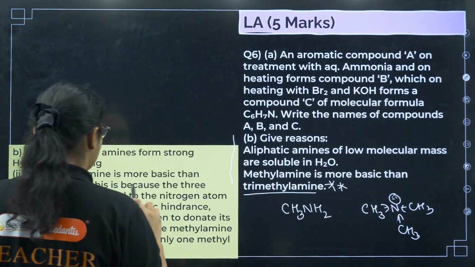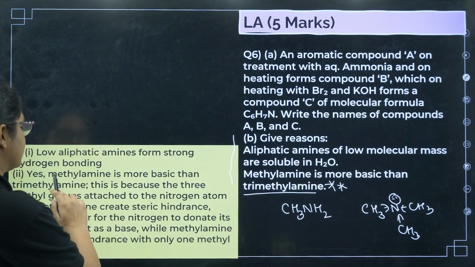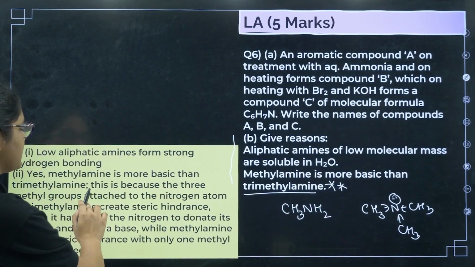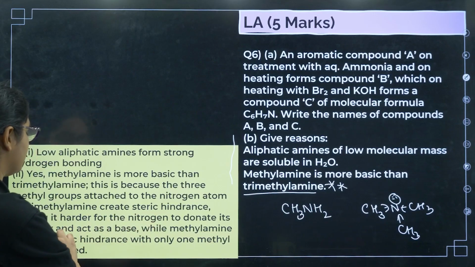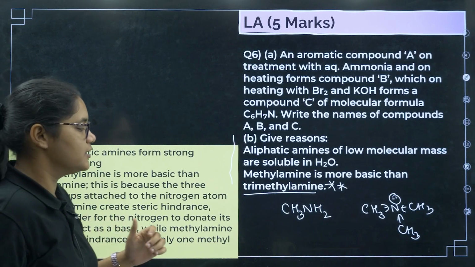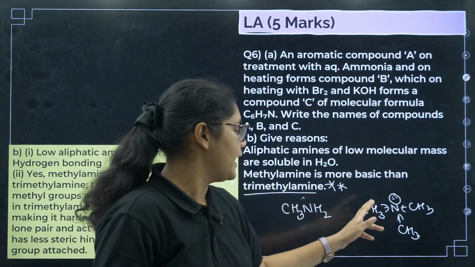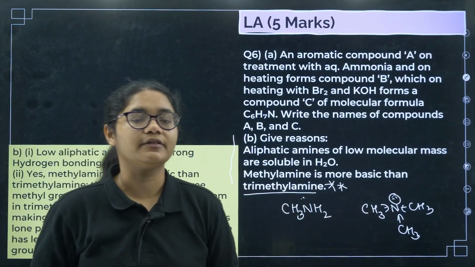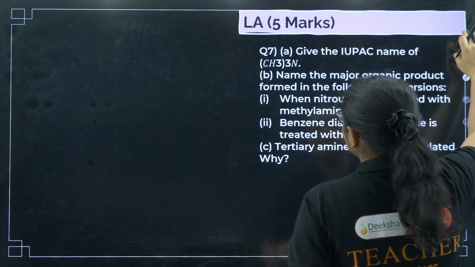Let's see the answer here. Lower aliphatic amines form strong hydrogen bonding, which is why they are very easily soluble. And yes, methylamine is more basic than trimethylamine. This is because the three methyl groups attached to the nitrogen atom create steric hindrance, making it harder for the nitrogen to donate its lone pair and act as a base, while methylamine has less steric hindrance with only one methyl group attached. So here the lone pair can be donated easily, and here, because of steric hindrance, the donation of the lone pair becomes difficult. That is why its basicity is decreased.